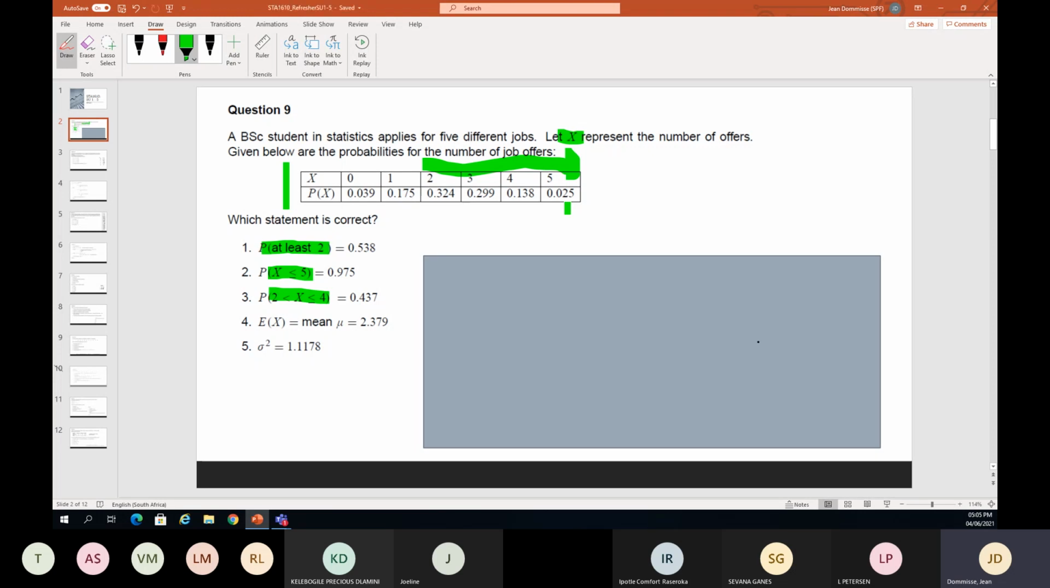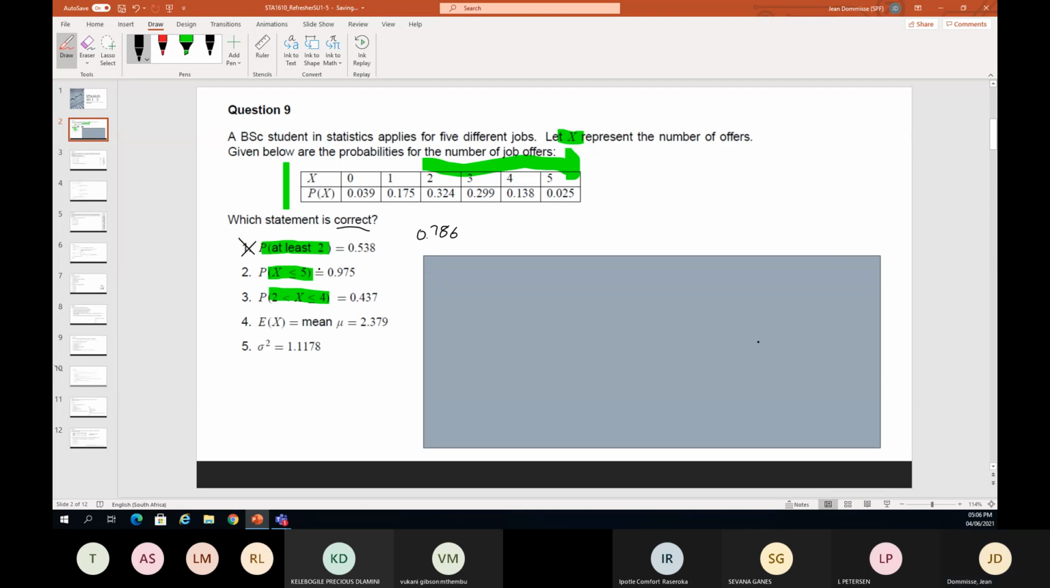If I do that calculation, 0.324 plus 0.299 plus 0.138 plus 0.025, I get 0.786. But I am looking for the correct one, so that one is incorrect.